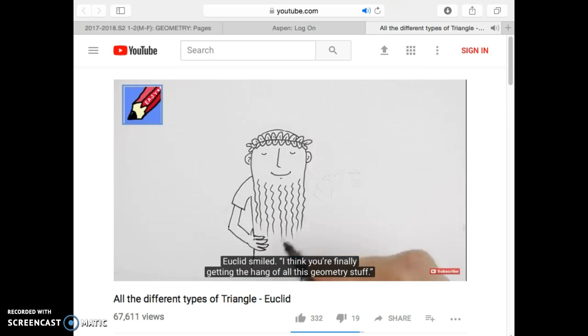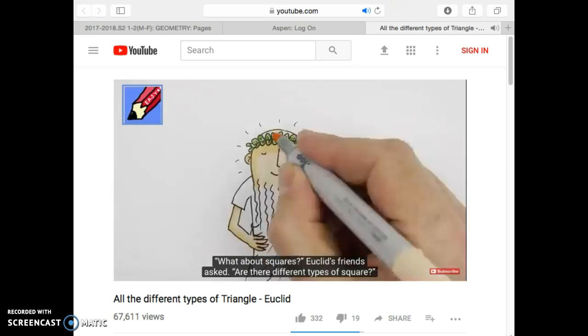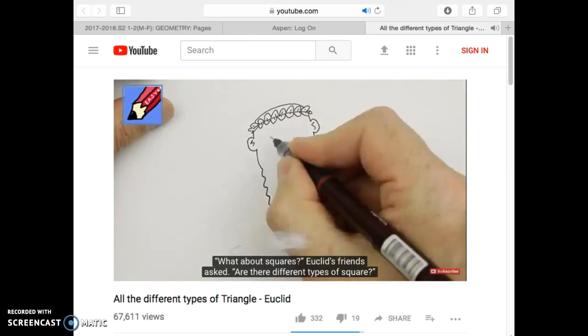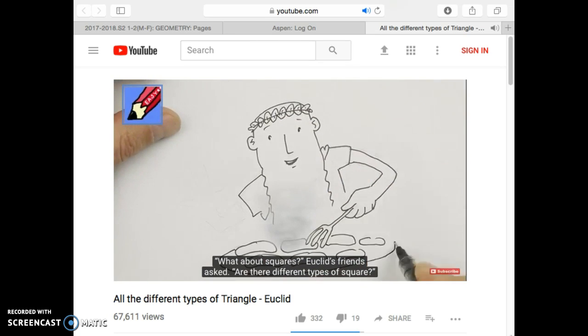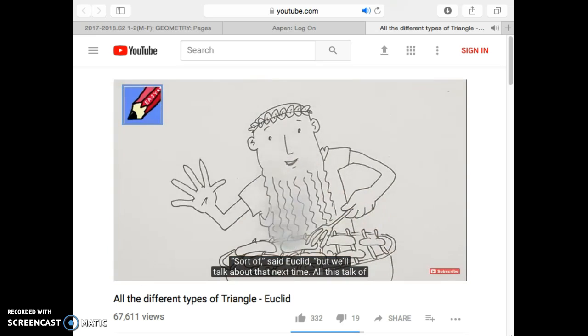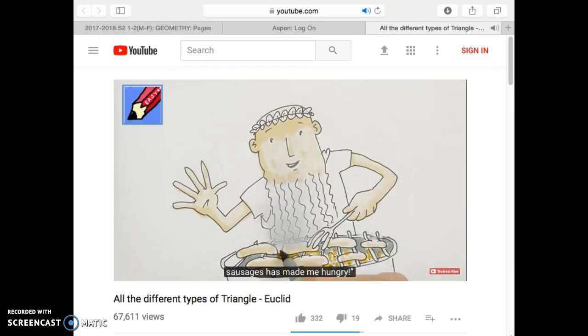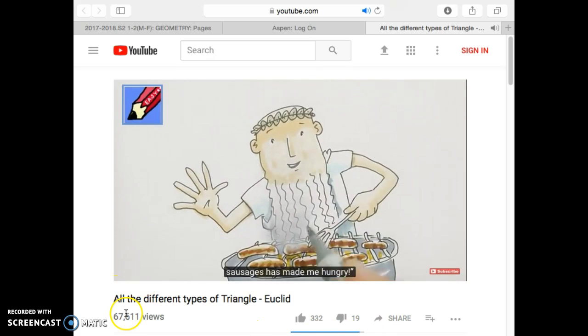Euclid smiled. I think you're finally getting the hang of all this geometry stuff. Well, what about squares? Euclid's friends asked. Are there different types of square? Well, sort of, said Euclid. But we'll talk about that next time. All this talk of sausages has made me hungry.